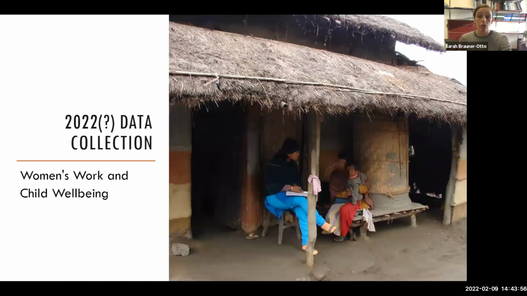Okay, so where are we going now? We have a planned data collection of a project called Women's Work and Child Wellbeing. Hopefully we'll be in the field this year. We're getting very, very close. And we are planning another round of data collection for the work history calendars as part of this.